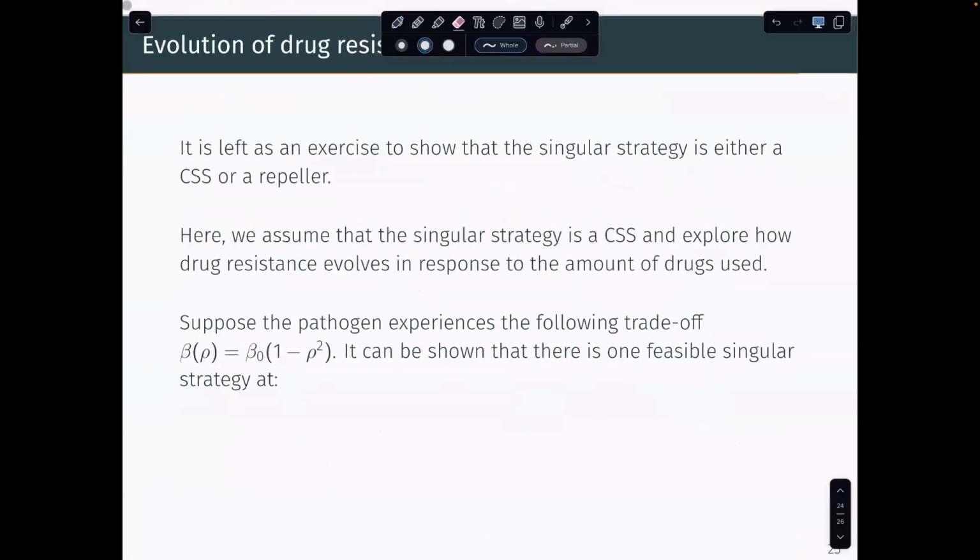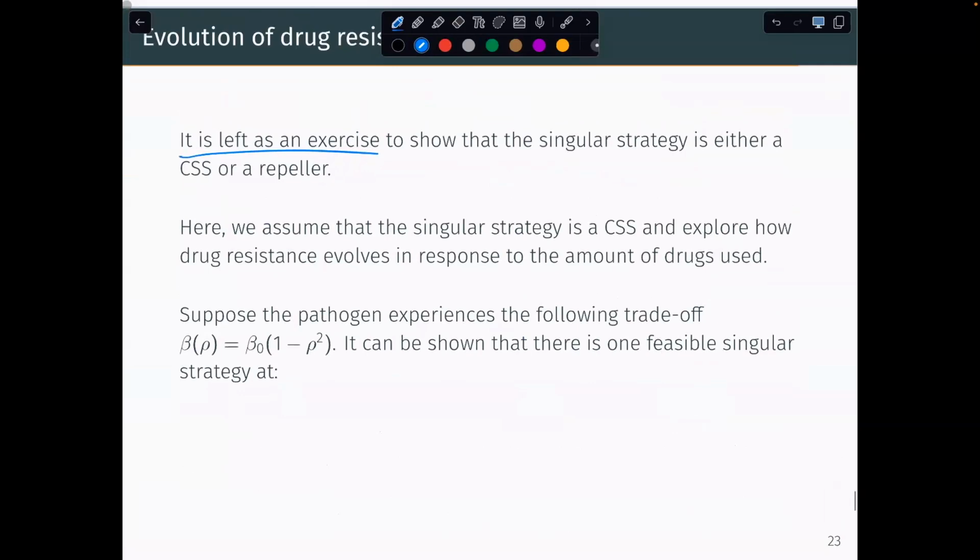Again, there's a lot of this lately. I appreciate that it's because I don't want to take up class time to do it, and you guys are always asking for exercises. So this is an exercise to show that this is either a CSS or a repeller. In other words, you can find its evolutionary stability and convergent stability. But we're going to assume that our trade-offs are such that we have a CSS, and we're going to explore quantitatively how changing the level of drug use affects drug resistance evolution.